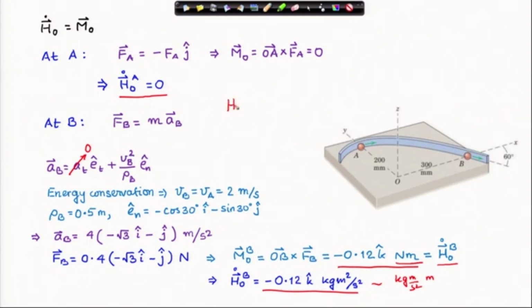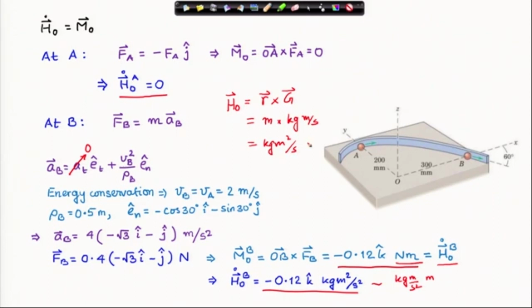H O, which is the moment of linear momentum, therefore, will have units. So, r is meter times linear momentum, mass into velocity. Therefore, the units of H naught, which is the moment of linear momentum, is kg meter square per second.